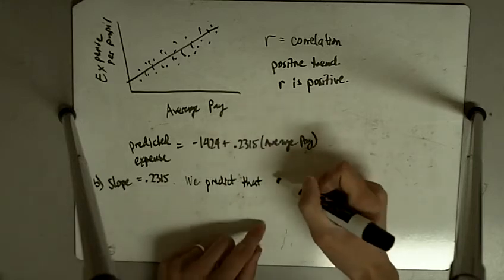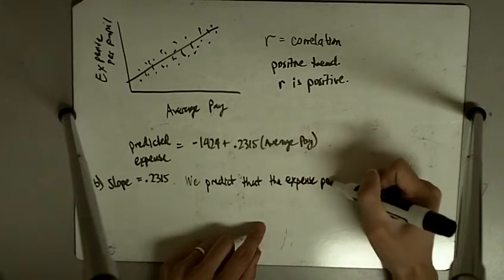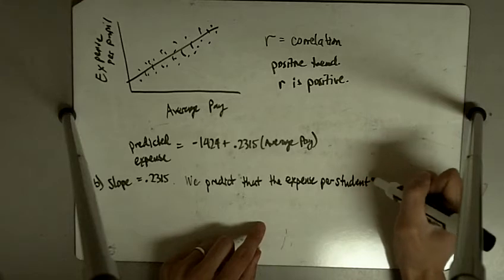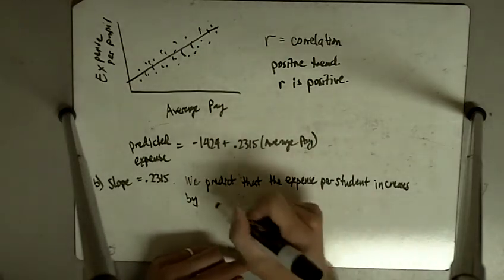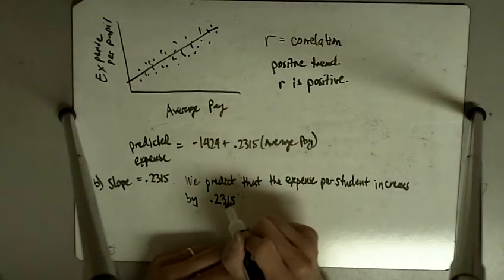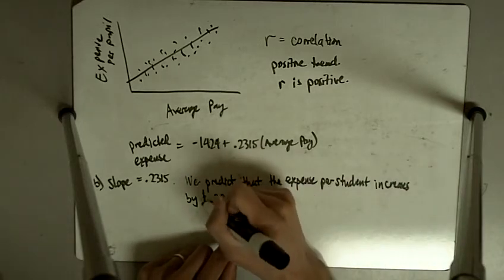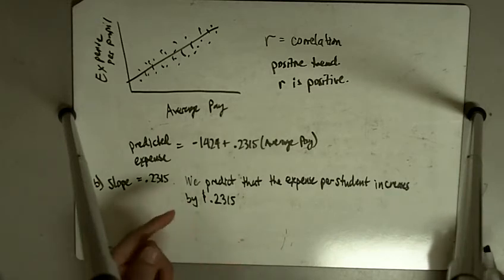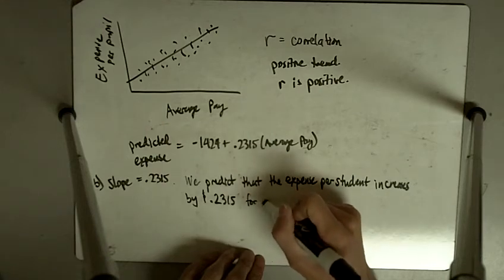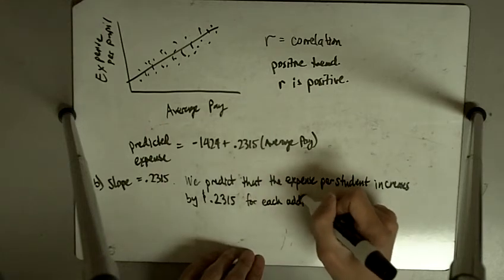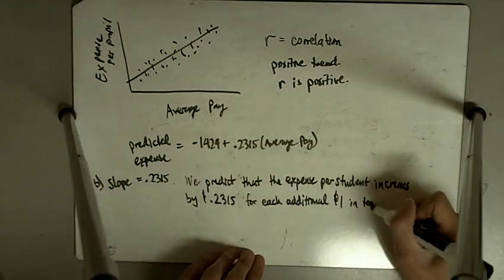that the expense per student increases by 0.2315. Okay, so the expenditure per pupil is just in dollars. So we're expecting the expense per student to increase by about 23 cents for each additional dollar in teachers' average pay.